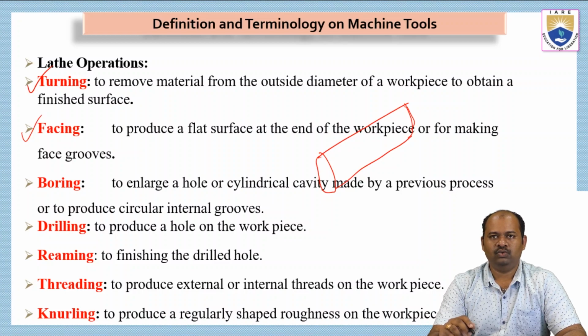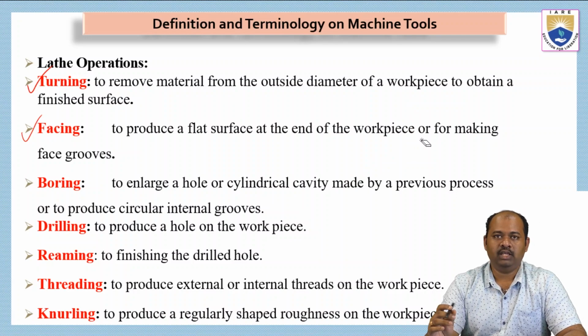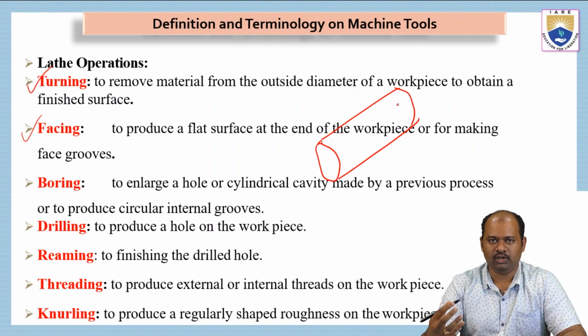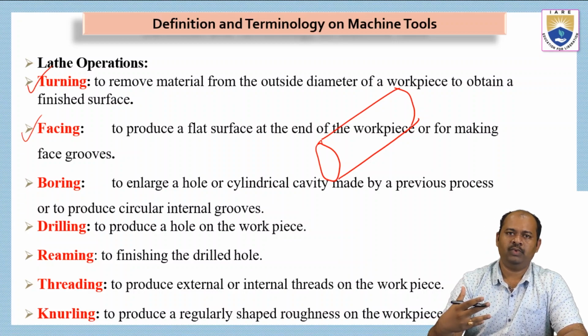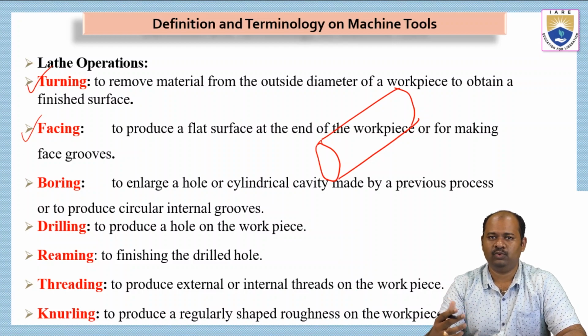The facing operation is used to produce a flat surface on the workpiece or for making face grooves. Suppose this is a cylindrical workpiece. When we are talking about a lathe machine, we mostly deal with cylindrical objects because it is easy to machine these shapes. Even shapes near to cylindrical, like hexagonal or other very similar shapes, we can do operations on them also.